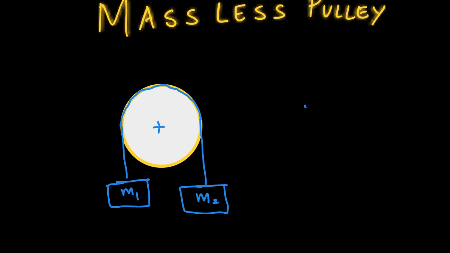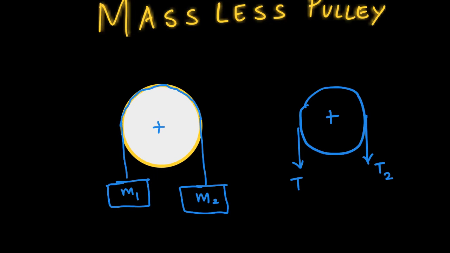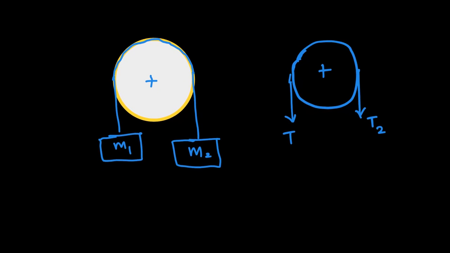See, if I draw the free body diagram of the pulley like this, let's say this is acting T1 and this tension is T2. So what kind of motion is my pulley undergoing? If there is friction, then it is rotating. It is undergoing a simple pure rotation motion about this pivot point.